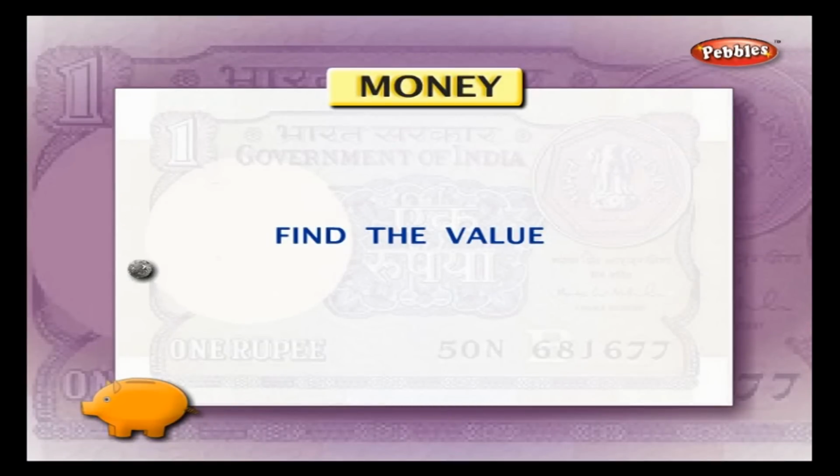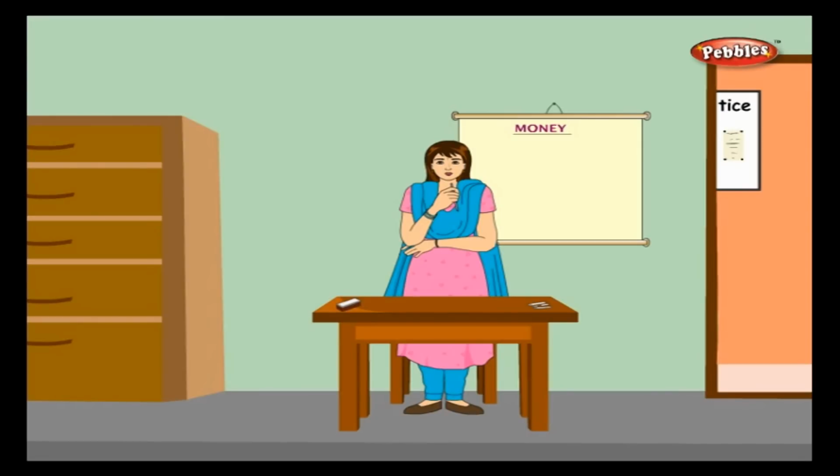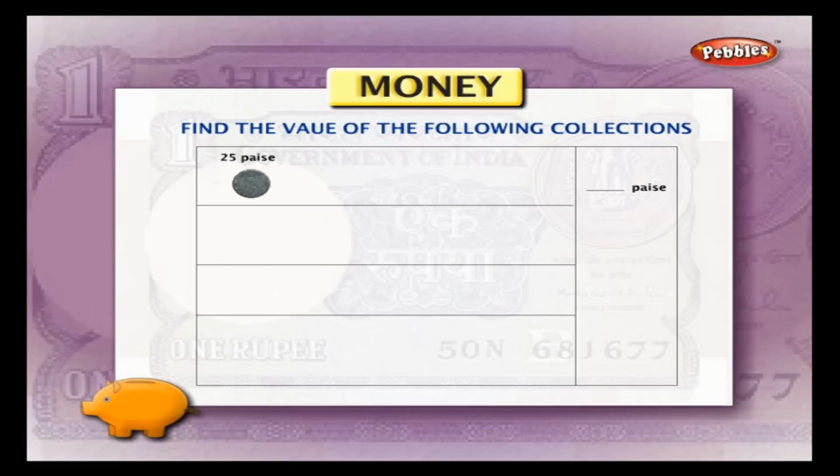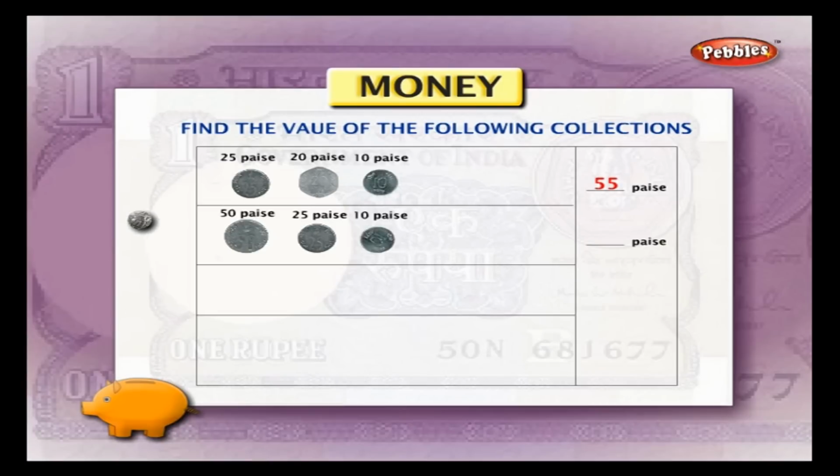Find the value of the following collections. Let us find the value of these coins. 1 25 paise plus 1 20 paise plus 1 10 paise is equal to 25 plus 20 plus 10, which is equal to 55 paise. 1 50 paise plus 1 25 paise plus 1 10 paise is equal to 50 plus 25 plus 10, which is equal to 85 paise. 1 20 paise plus 1 5 paise is equal to 20 plus 5, which is equal to 25 paise.